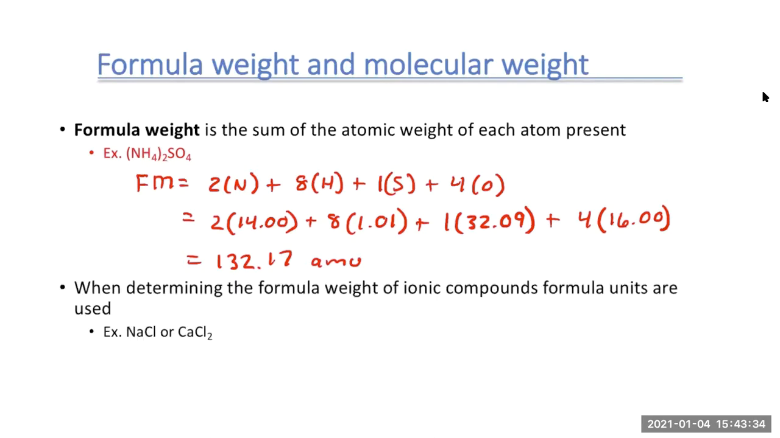And a couple other things. When you determine the formula weight for ionic compound formula units, you're going to use the formula unit. So you're going to determine the mass based off just one formula unit. So when you figure out sodium chloride, it's 1 sodium and 1 chlorine. Or when you figure out calcium chloride, it's 1 calcium and 2 chlorines.